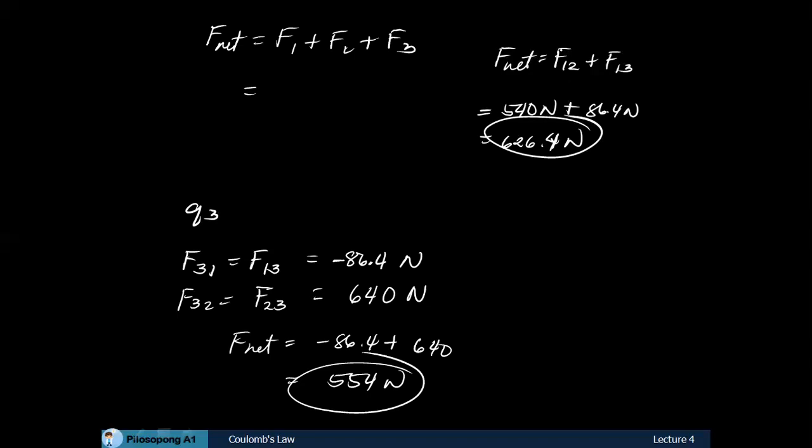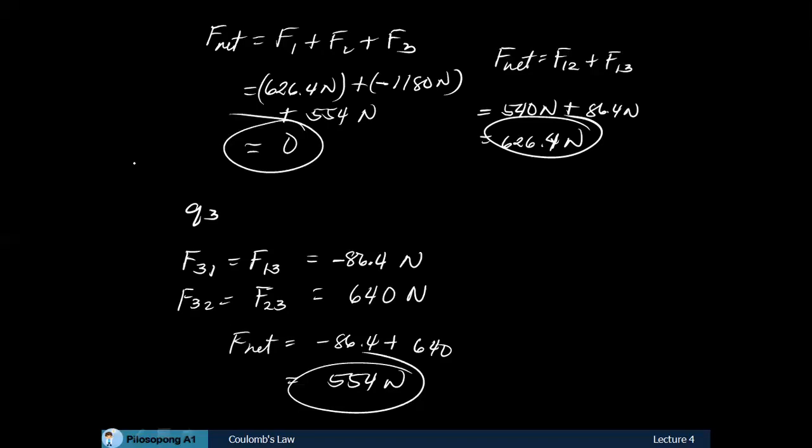So F1 is here. So this is the net force that Q1 experiences: 626.4 newtons, that is positive, plus F2. Earlier we computed it. It is 1,180 newtons directed to the left, plus F3, this one, which has a net force of positive, which means it's going to the right direction, of 554 newtons. And adding all of this, we get 0 as our net force.